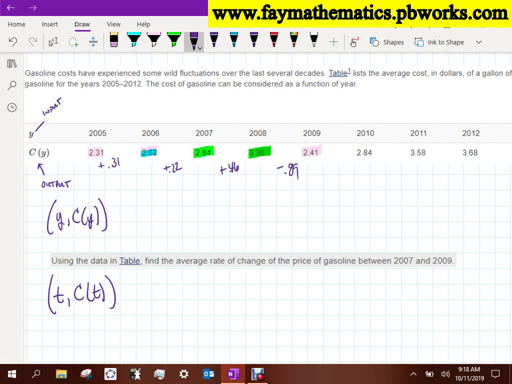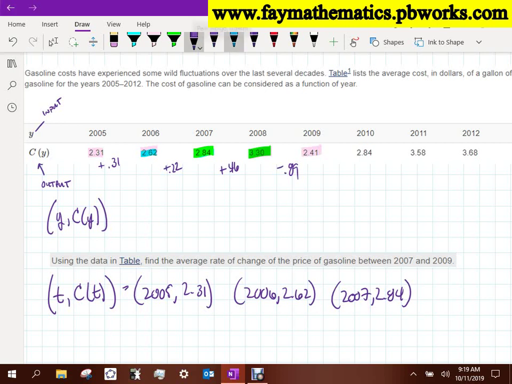But all of these, so it would be (2005, 2.31). It'd be (2006, 2.62). Does this make sense? (2007, 2.84). Now, I don't like doing that. I don't like writing the ordered pairs like that because 2005 and 2006, 2007, that gets a lot to write. It gets messy. I don't want to do the math with those things.